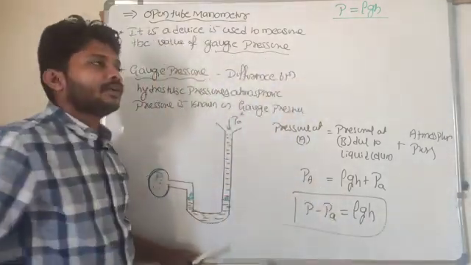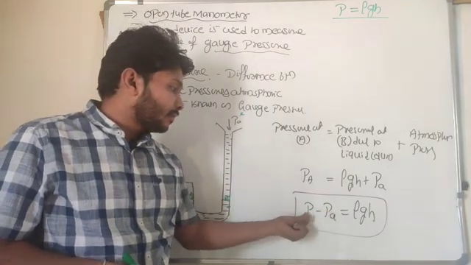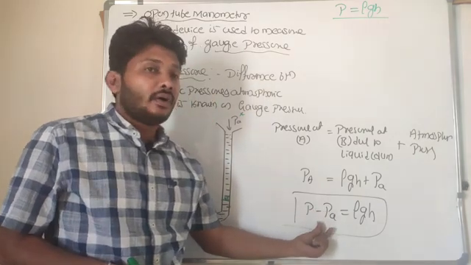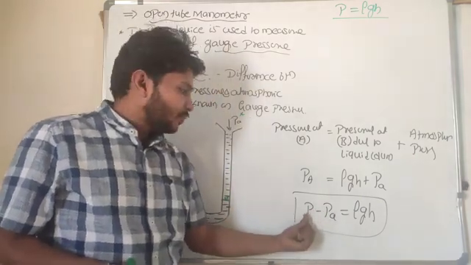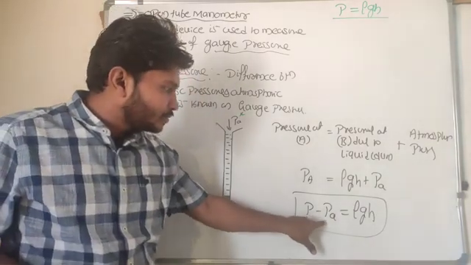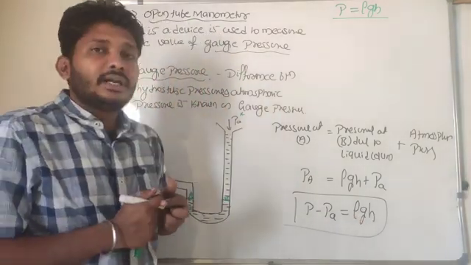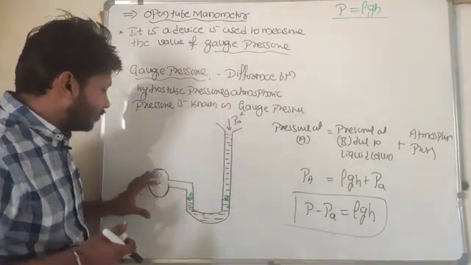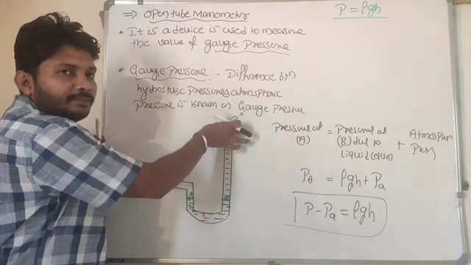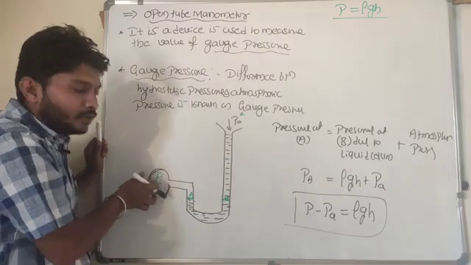According to the definition of the open tube manometer, the difference in pressure between hydrostatic pressure and atmospheric pressure we can call gauge pressure here. So what is gauge pressure? The difference between hydrostatic pressure and atmospheric pressure. An open tube manometer is a device used to measure the pressure of any system. It consists of one tube. One end of the tube is open and another end is connected to the system where the pressure is to be found.